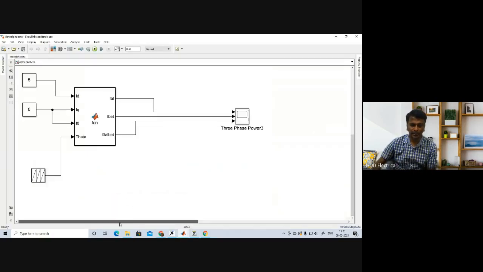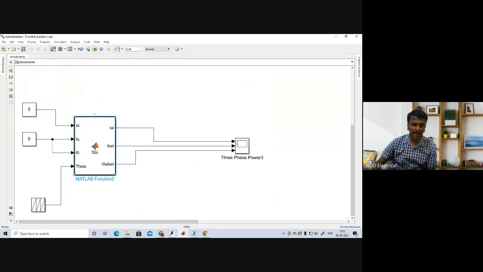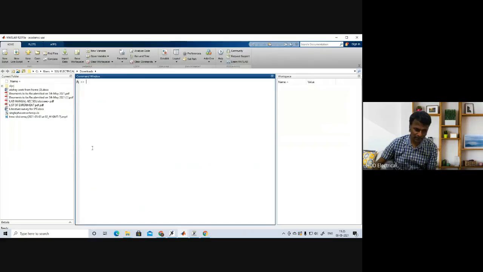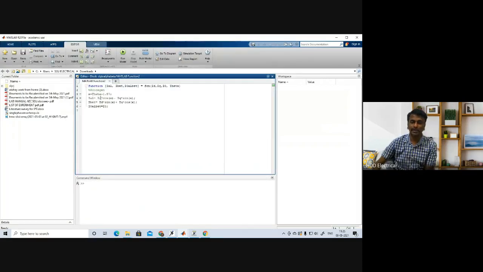See here, I have taken the MATLAB function block. In the MATLAB function block, I already told you in the last lecture why theta minus 1.57. 1.57 is nothing but 90 degree in radian. This theta value is already leading in this MATLAB, that is why I have written actual value minus 1.57. Input variables are ID, IQ, I naught and theta. Output variables are I alpha, I beta, I naught in alpha beta.